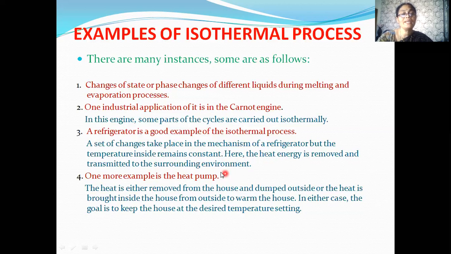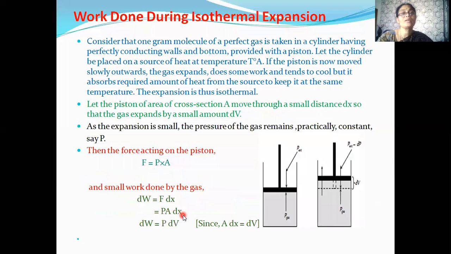Another best example is the working of a heat pump. In the working of heat pump, the heat is either removed from the house and dumped outside, or the heat is brought inside the house from the outside to warm the house. That is, during summers, we require the room or the house to be air conditioned, while during winters, we require the room to be heated up. So either it will act as an air conditioner or it will act as room heater. In either case, the goal is to keep the house at desired temperature setting. So these are some of the examples of isothermal process.